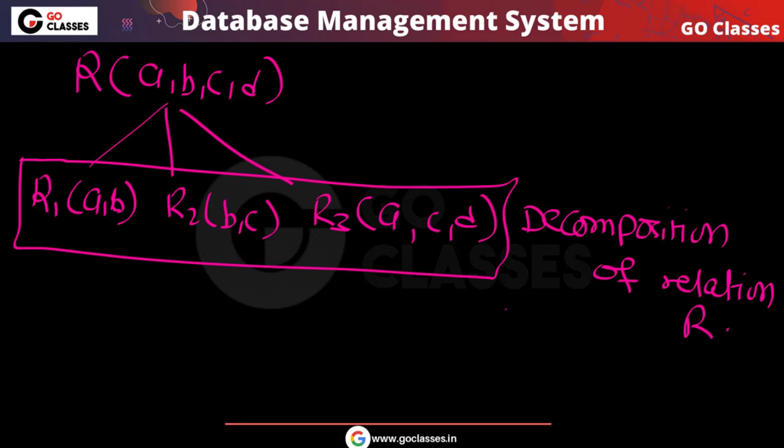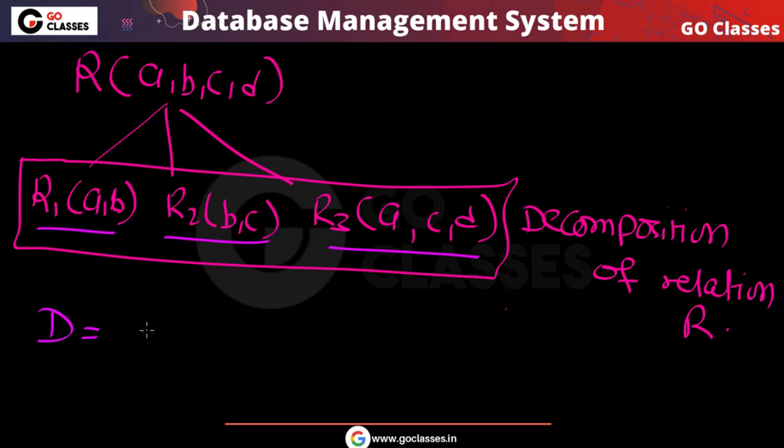So this is the point: we have a relation R in which we have some attributes. This is our relation schema and we do the decomposition. We divide this relation into two or more sub-relations. Here we are dividing the relation into three sub-relations. You can notice that attributes A, B are present in R1, B, C are present in R2, and A, C, D are present in R3. So this is called decomposition of relation R.